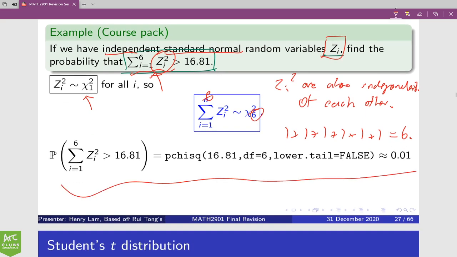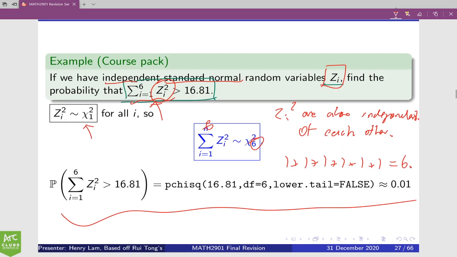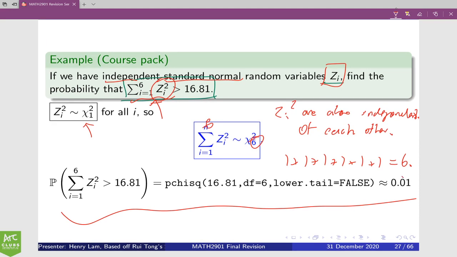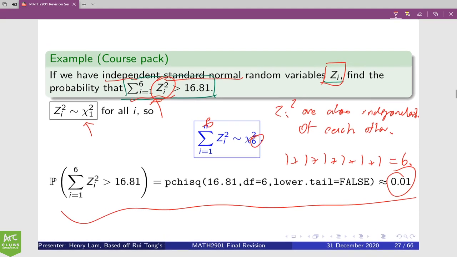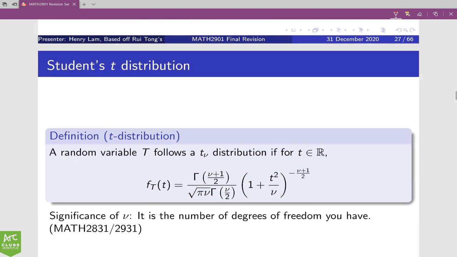And it turns out this is some R shenanigans, and it turns out to be 0.01. We'll just skip through that.